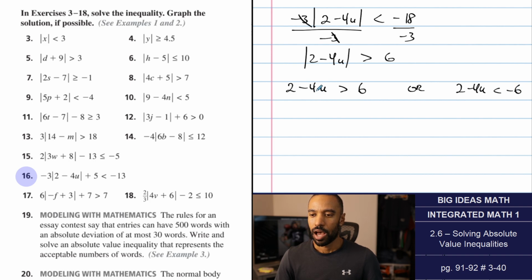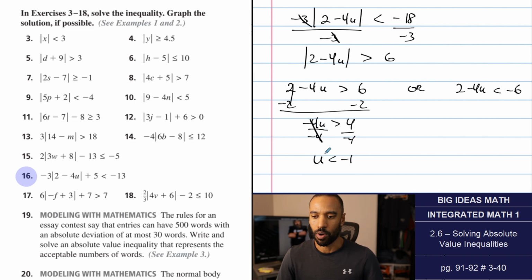Like so. These are the cases where, again, I can do that kind of flip-floppy thingy. So I'm going to subtract 2 from here, keep this one positive, or keep this one negative, excuse me, keep this one on the left side. Divide by negative 4, which flips the inequality again. That's u is less than negative 1.